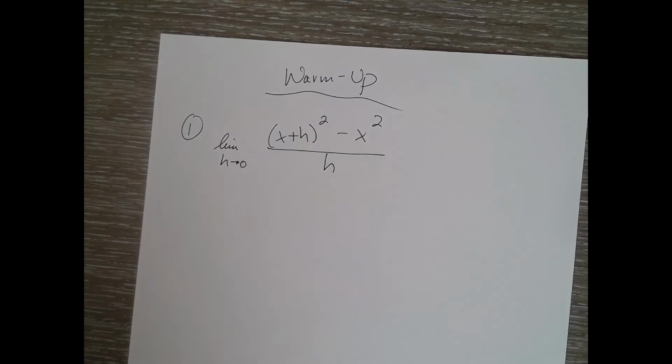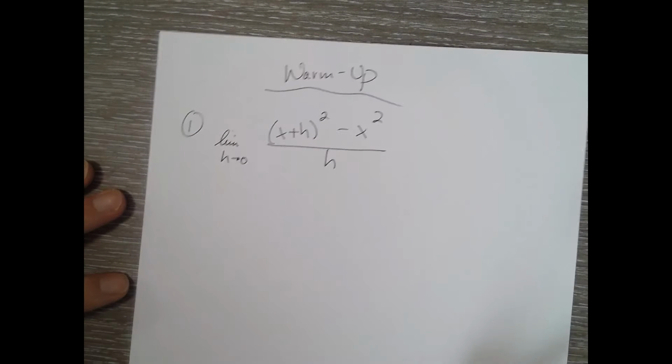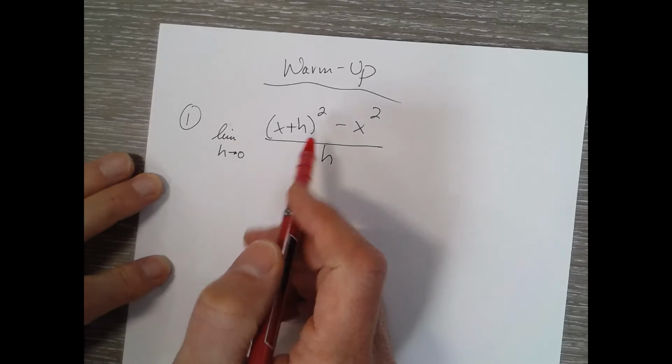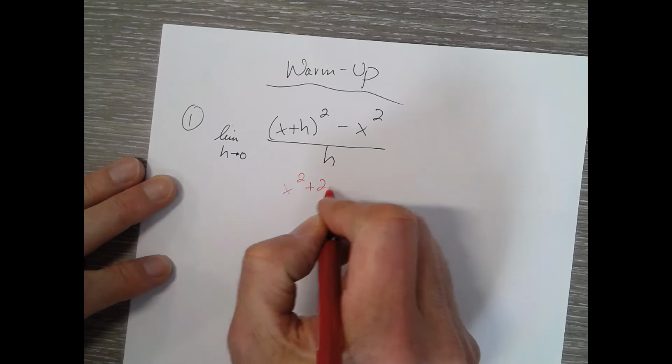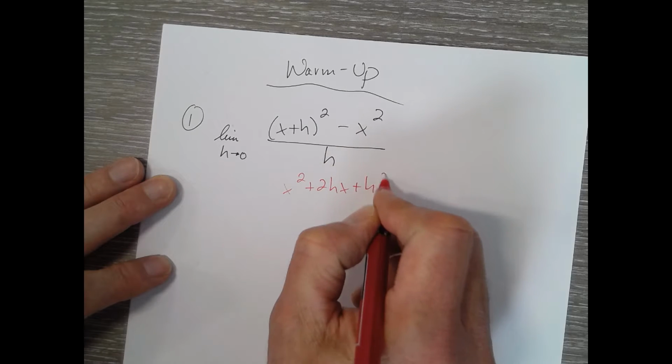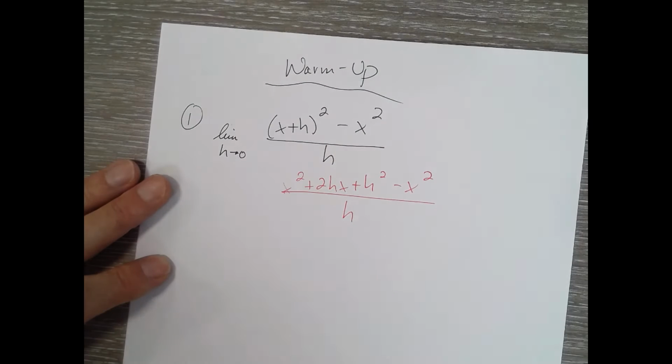Alright, we're going to do a few problems for a little warm up here. See if you can find out what the limit as h goes to 0 of this is. I'll give you a couple minutes. Alright, so if I expand the x plus h squared, we get this. Now what should I do?